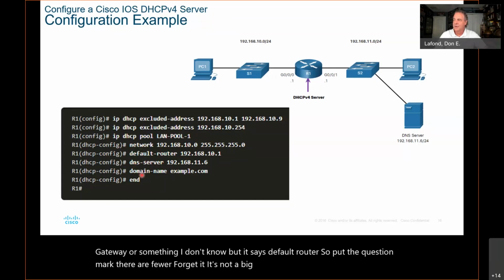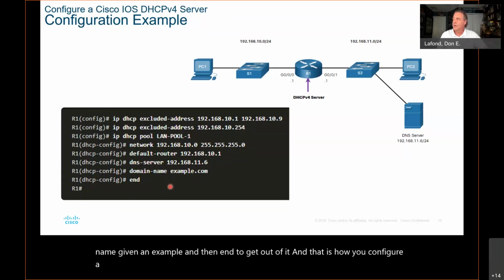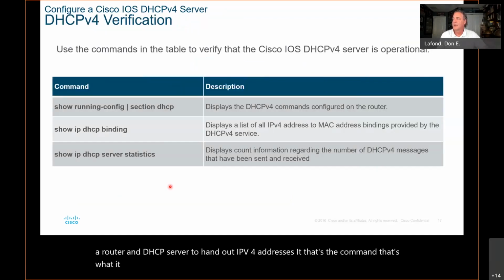Then dns-server, here's a domain name, give it an example, and then end to get out of it. And that is how you configure a router as a DHCP server to hand out IPv4 addresses. That's it. That's the command. That's what it looks like. Not more complicated than that.